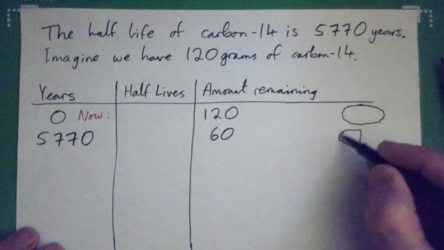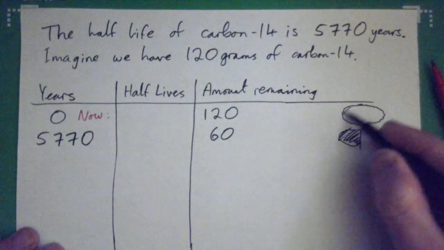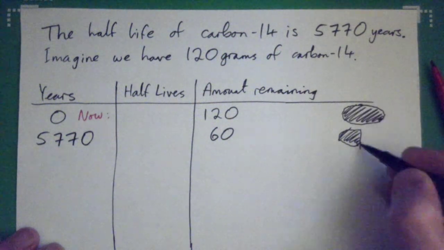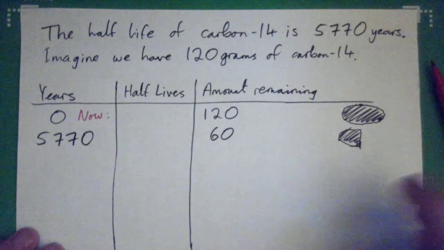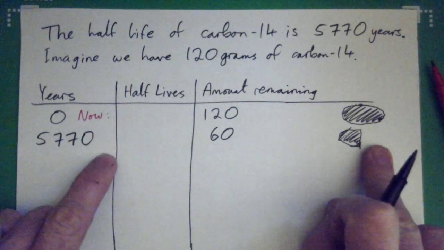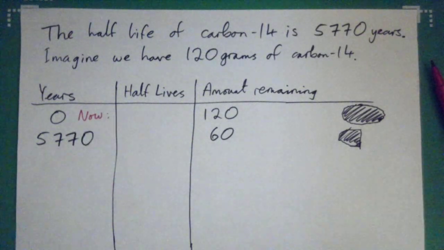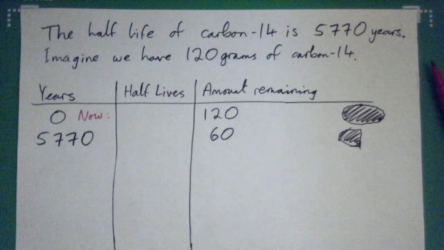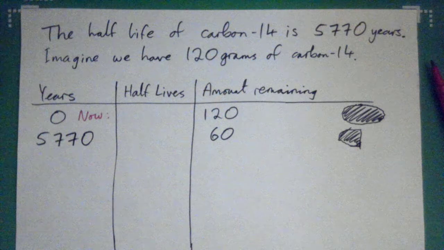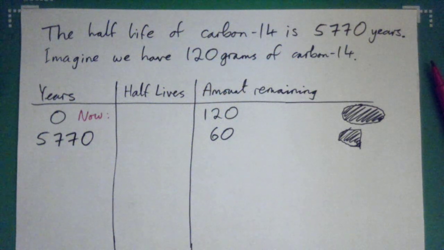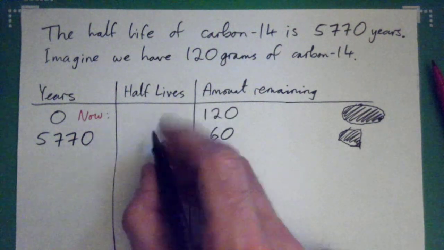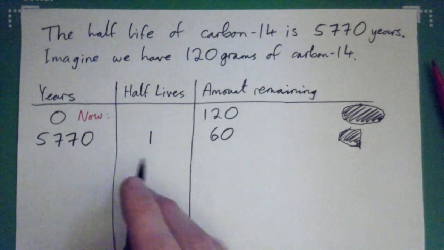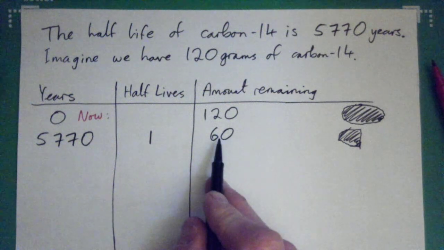That make sense? So we started with this, and now there's only half of it left because half of it has disintegrated over time. It's a radioactive substance that disintegrates over time. That make sense? And that's one half-life. Okay, so after one half-life, we've got 60 grams left, right?